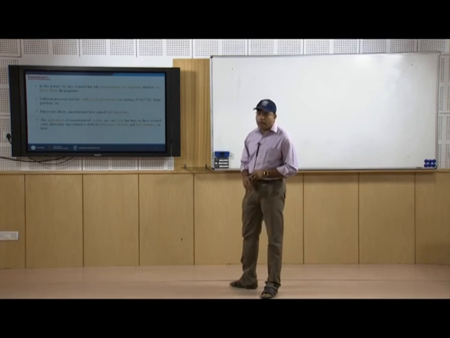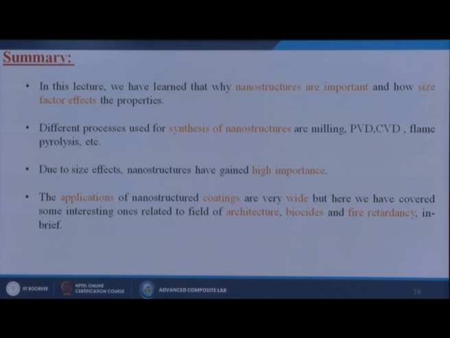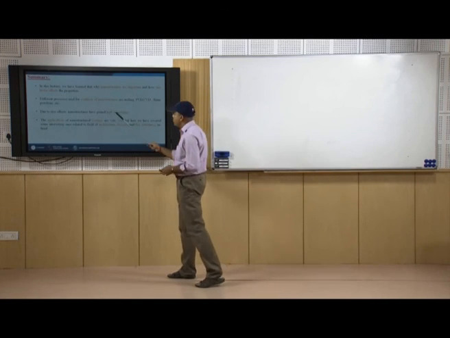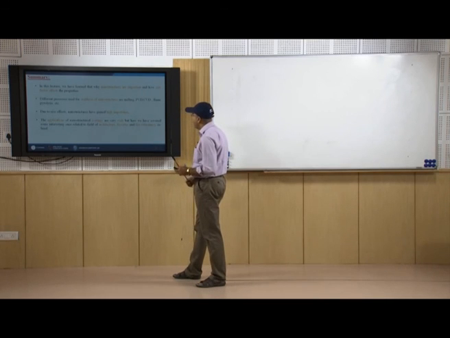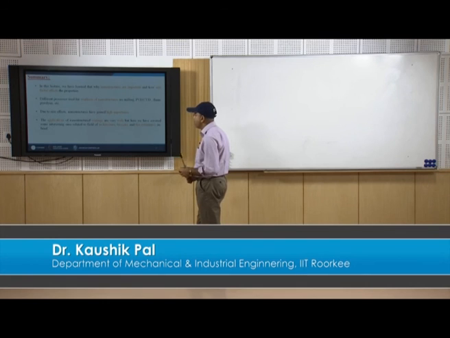So, now we are coming to the summary. In this particular lecture we have learned why nanostructures are important and how size factor affects the properties. When you talk about macro size, the material shows some properties, but when the same material is applied at nanoscale size, the material properties change totally. Different processes used for synthesis of nanostructures are milling, physical vapor deposition, chemical vapor deposition, flame pyrolysis, etc.